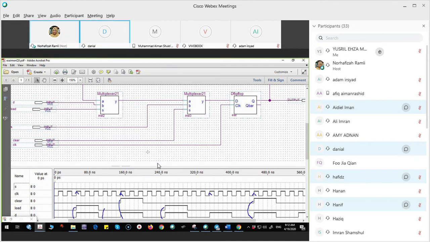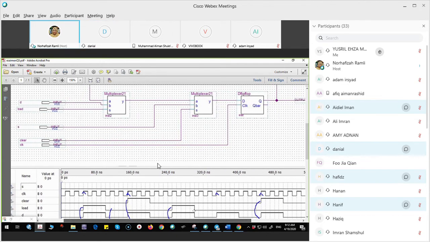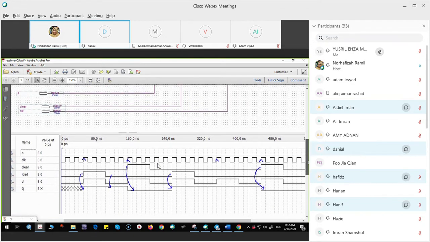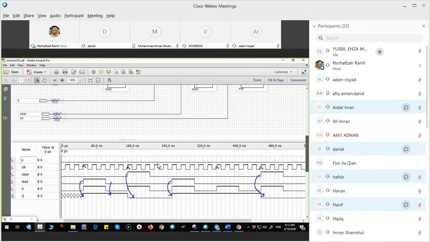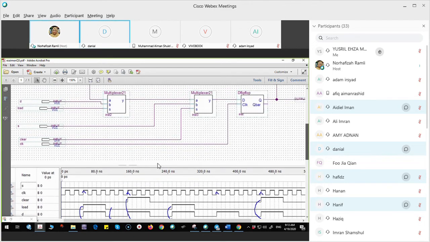If clear is 1, what will it do? When the clear is 1, it will select, obviously, S, right? S, you have to give S. I set S always to 0. Yes. Okay, so that means it will clear.